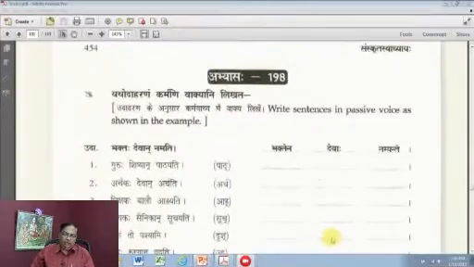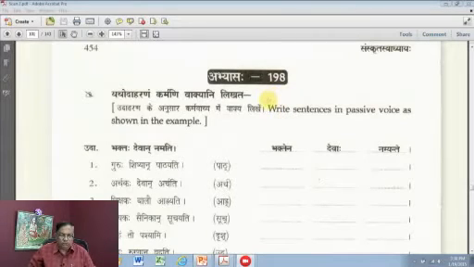Go to 198 Abhyasa on page 454, Srinivas. Can read. Yathodaharanam karmani vakyani likhata. Now again you have to convert the sentences given here in active voice into passive voice. Example 1, Udaharana: Bhaktah namati. Bhaktena devah namyante. If you ask about the meaning, I don't think there is a lot of change in the sense when we convert a sentence from active to passive.